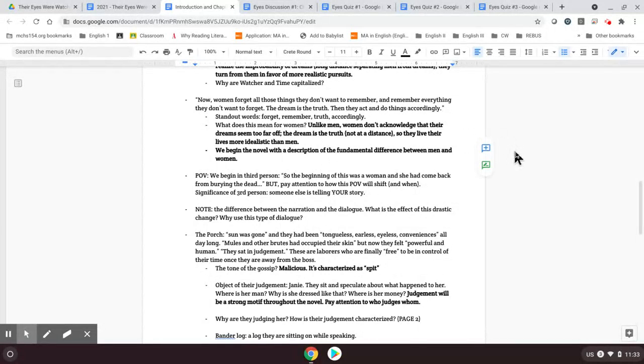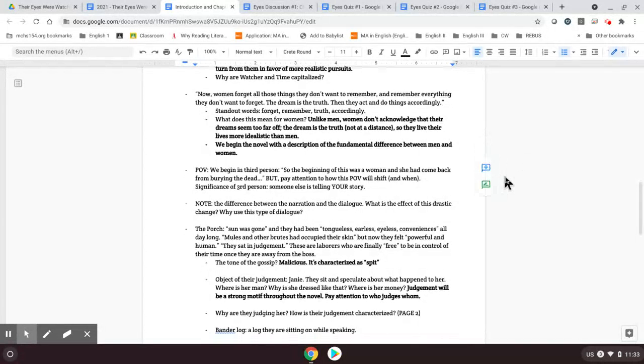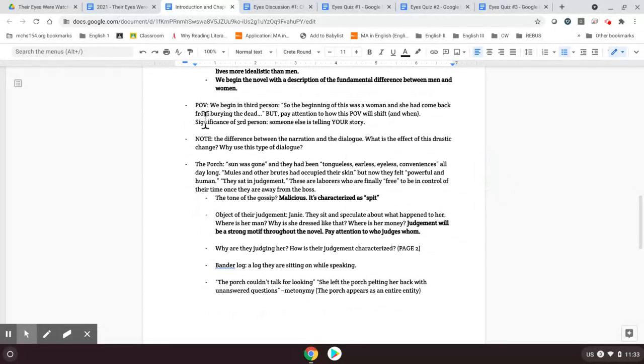Well, unlike men, women don't acknowledge that their dreams seem far off, where men might see, oh, I want to be an astronaut one day. I'm not really good at science and math, so that's never going to happen. Let me just enter into a more practical profession. Women see their dreams as the truth. They live their lives much more idealistically than men. So we begin the novel with a description of this fundamental difference between men and women. All right. So other things to note that you can look through on this opening point of view: we start out in third person.